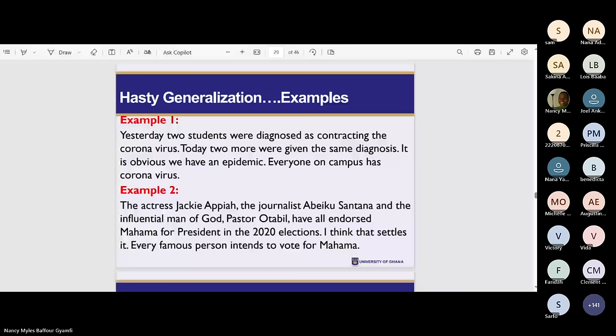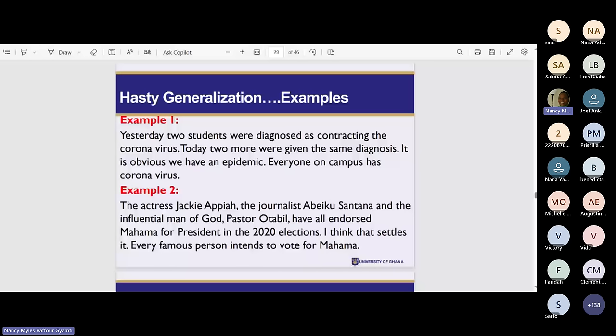Example one. Yesterday, two students were diagnosed as contracting the coronavirus. Today, two more were given the same diagnosis. It is obvious we have an epidemic. Everyone on campus has coronavirus. Hey, this one, the person was speaking in Ghana. Hey, this morning, they found some coronavirus patient at this. And yesterday, too. Hey, you see how they were gone there? All of them.